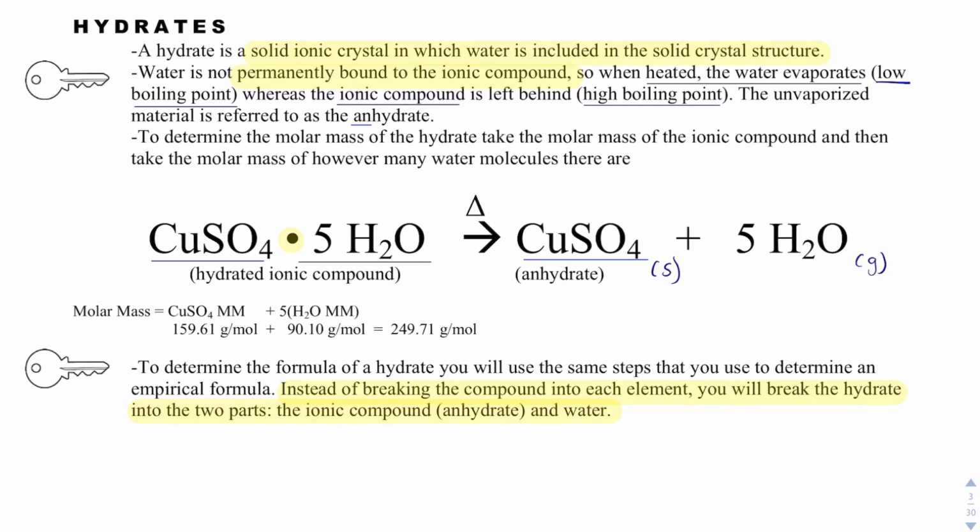And what we do is we get the molar mass of our regular compound. So here we have copper sulfate. That's 159.61 grams per mole. And what a lot of people do is they just add 18.02 because that's water. But that's incorrect because we have 5 waters. So we really just need to multiply that by the correct number of waters and then add them together. And then that'll give us the correct molar mass.